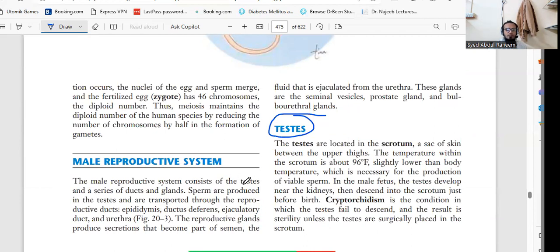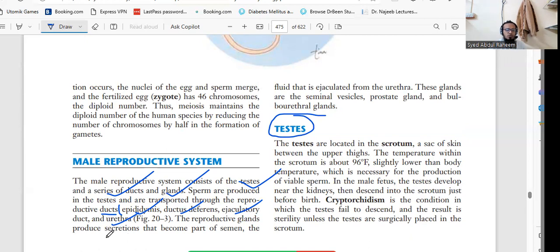So what does the male reproductive system have? Testes, ducts, and glands. These are the three components present in the male reproductive system. Sperm are produced in the testes and are transported through the reproductive ducts. What are the reproductive ducts? In the testes, the sperm are produced, and they travel to the area with the help of reproductive ducts. The ducts are the part of the way the semen will travel. Sperm will travel through the epididymis, duct deferens, ejaculatory duct, and urethra.